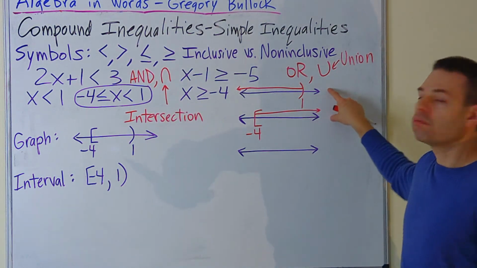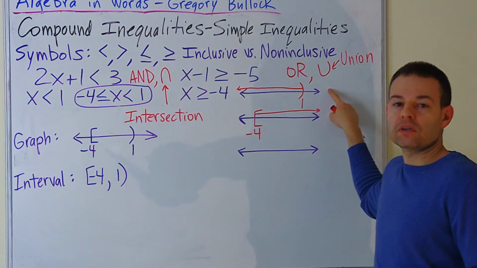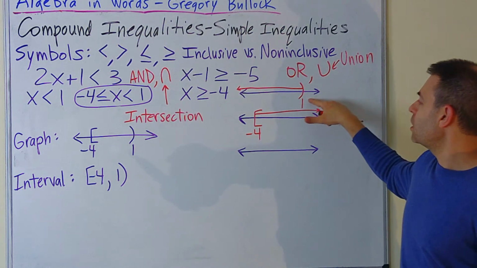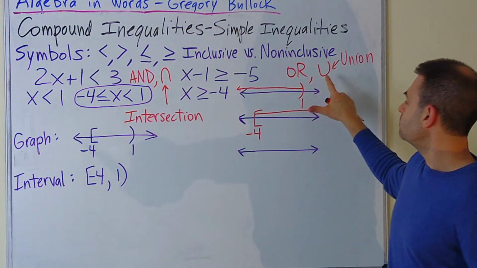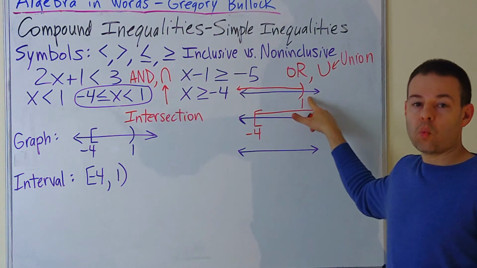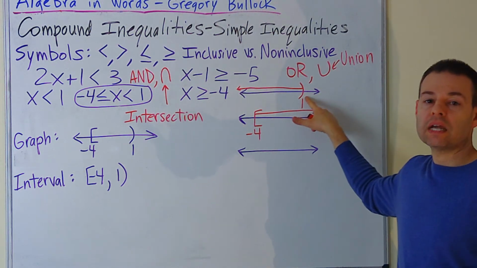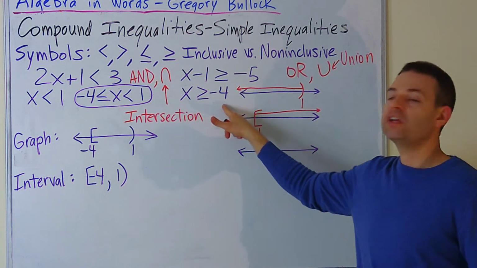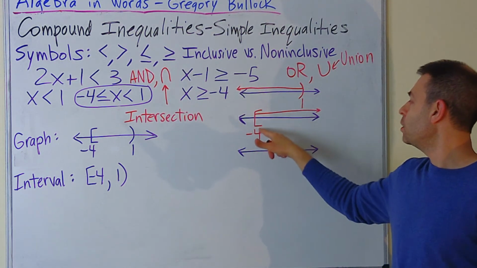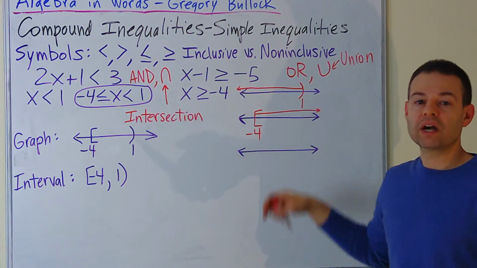So I rewrote the graphs of the simple inequalities. This one is for x is less than 1. Notice the parenthesis, non-inclusive. And this one is for x is greater than or equal to -4. Notice the open bracket to the right.